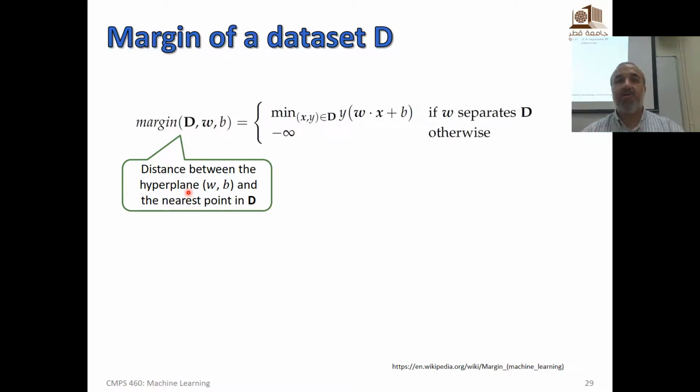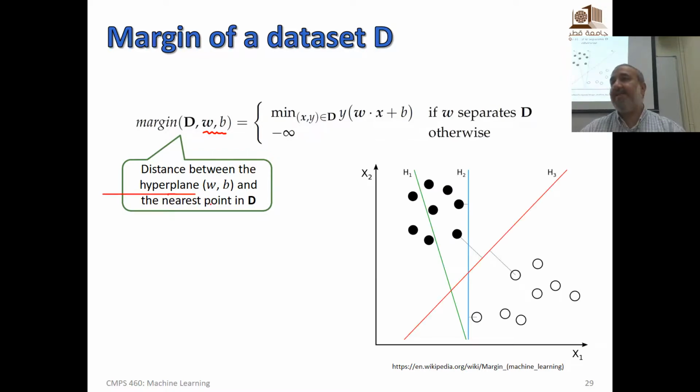First, we will define what we mean by a margin of a data set with a specific model. And then we define the margin of a data set in general. First, the margin of a data set with a specific model. Here we will assume that we have a model that is separating. Here we are talking about a data set that is linearly separable. So we are talking about the margin of a data set with a model that is separating the positive from the negative examples. What do you mean by the margin here? The margin is the distance between the model, which is a hyperplane, and the nearest point in D.